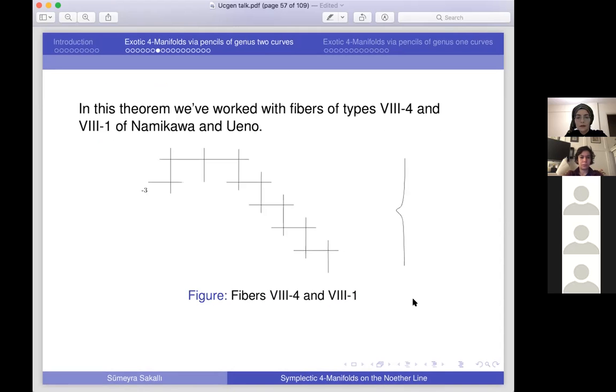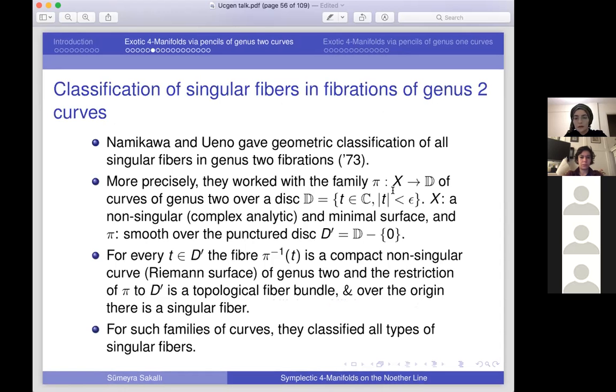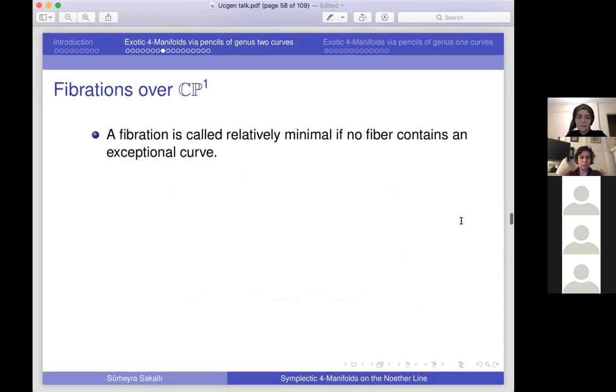And so Monica and Ueno studied such kind of vibrations. This is the local picture. So they consider such complex curves, and these are over some small disk. But how about if we want to consider vibrations over CP1? Well, let's look at this case now.